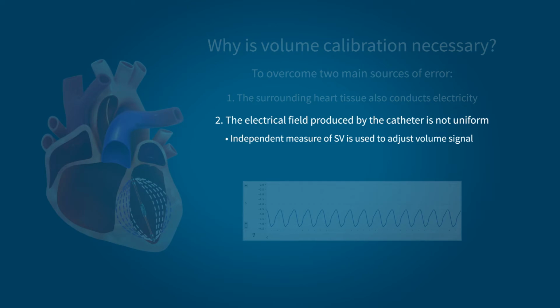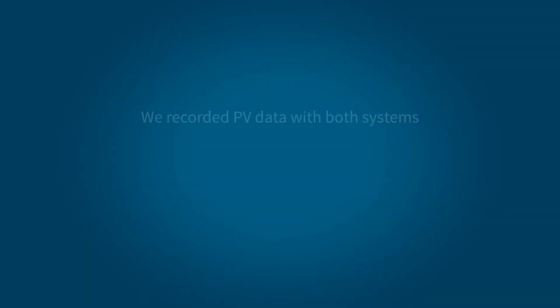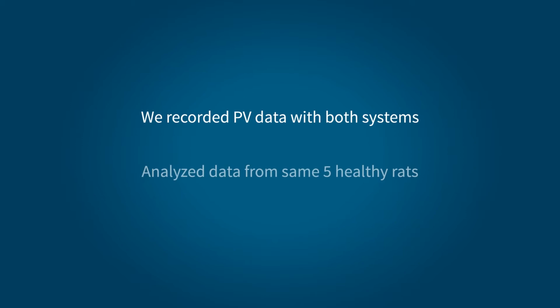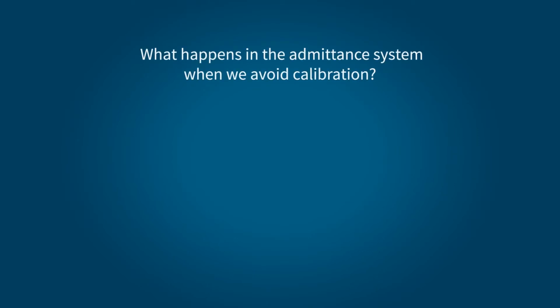Let's look at how failing to do this final calibration step affects a commonly reported cardiac measure, stroke volume. We recorded PV data for both admittance and conductance systems from the same 5 healthy rats and analyzed the resulting data. First, let's look at what happens with the admittance system when estimated values are used instead of calibrating.